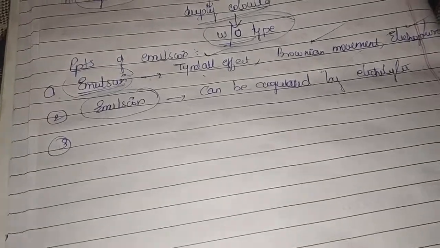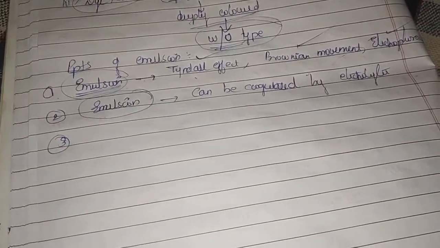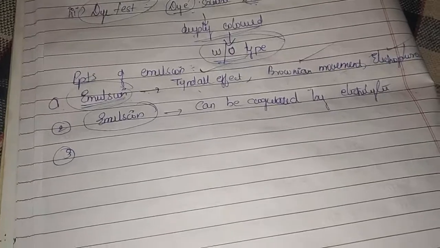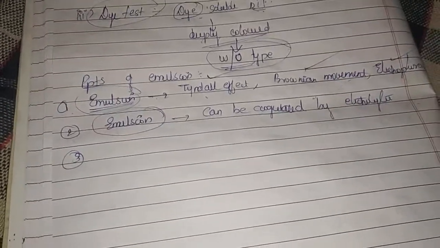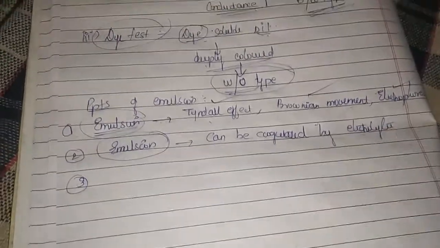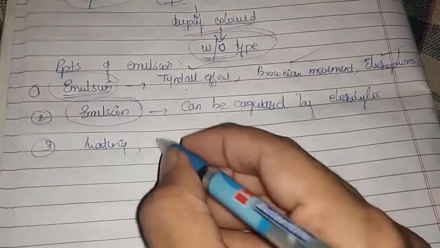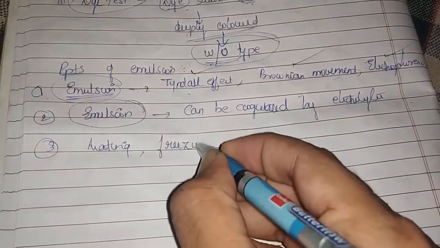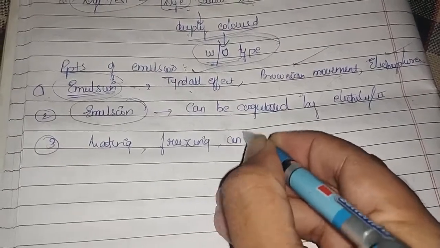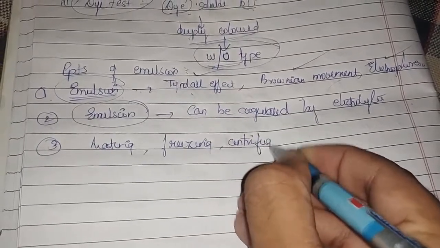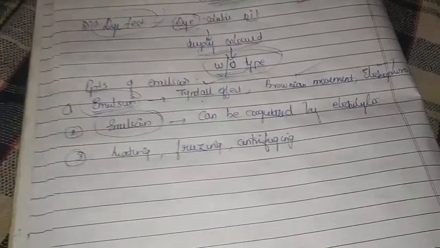can we extract the two separate liquids out? Can we separate the two liquids within an emulsion? Of course, yes, we can separate them. That is by heating, freezing at certain times, or also centrifuging. So these are the methods which will be applied in order to extract the two different liquids within an emulsion.